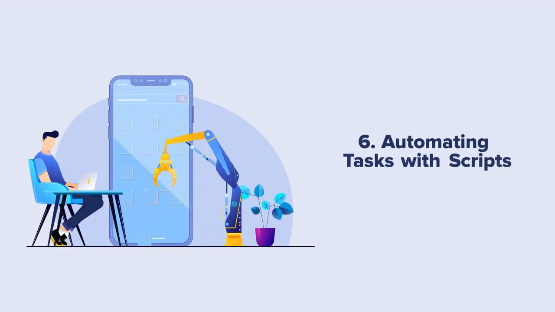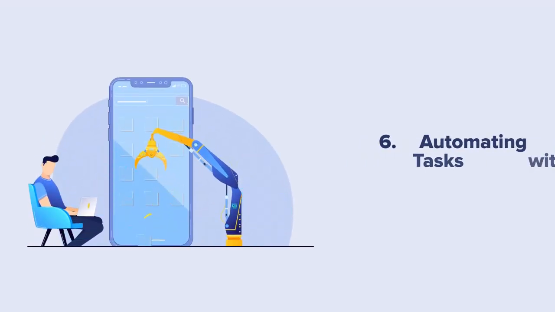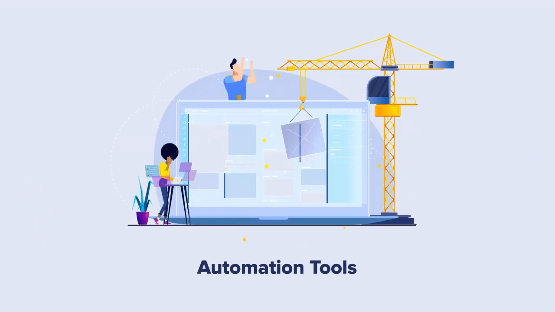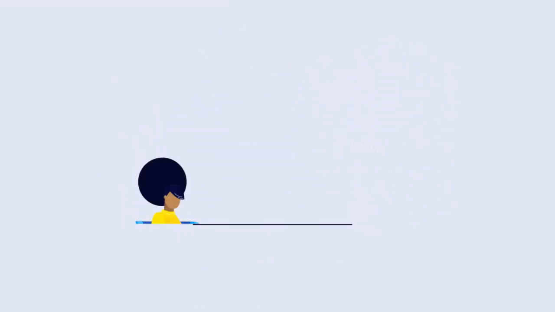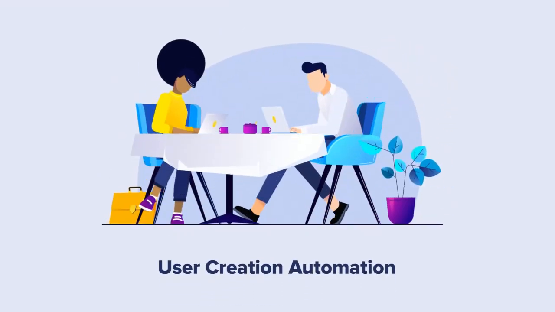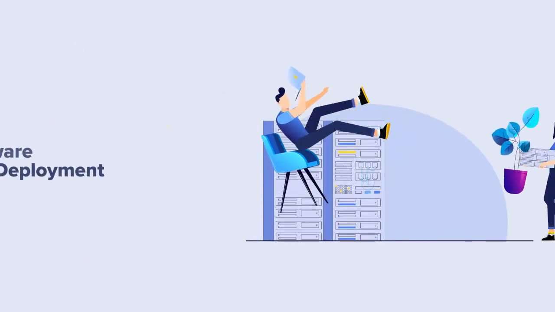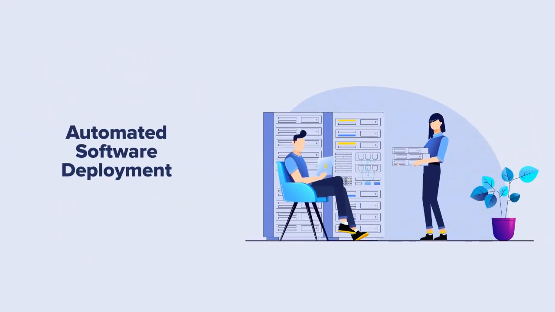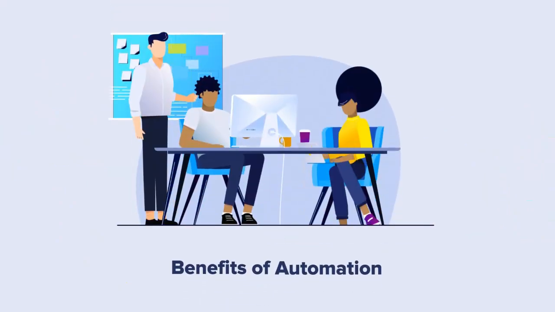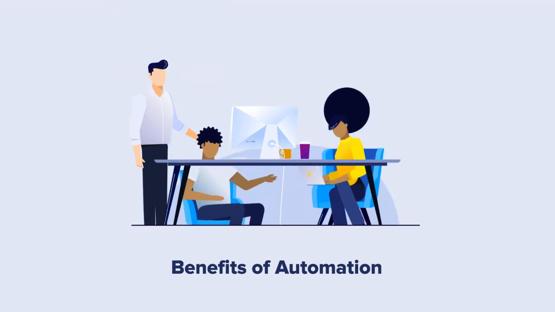6. Automating tasks with scripts. Admins leverage shell scripting and tools like Ansible to automate repetitive tasks like user creation, log rotation, and software deployment. Automation not only saves time but also reduces errors.